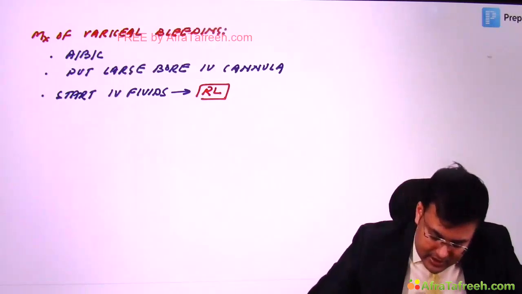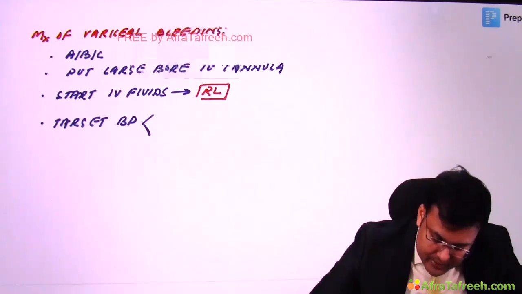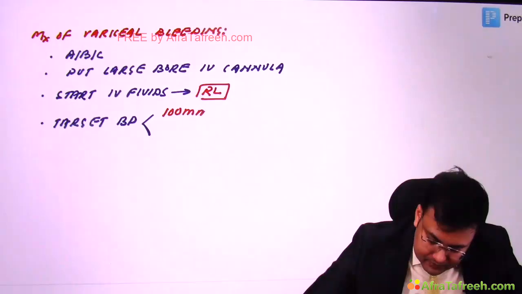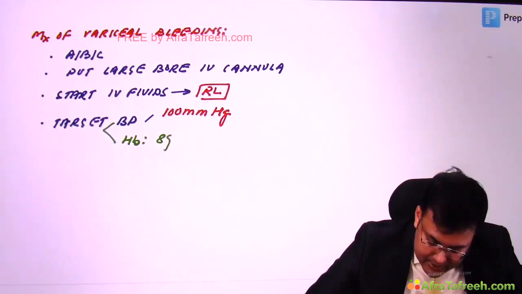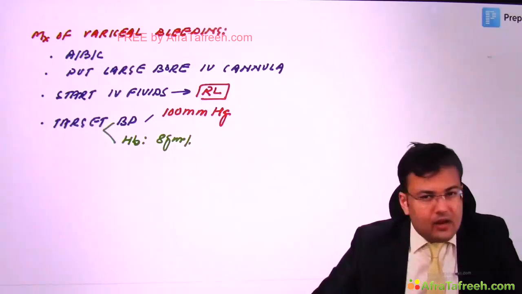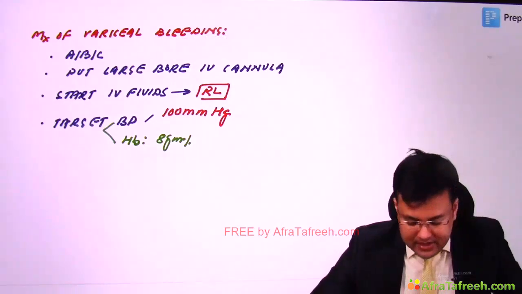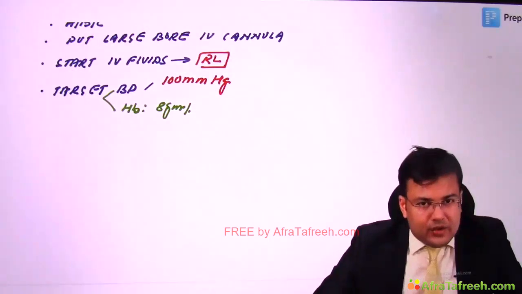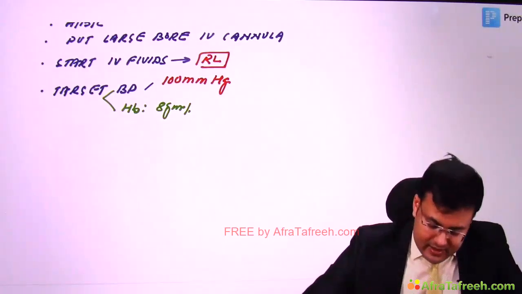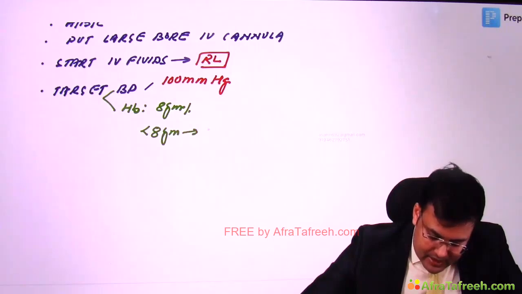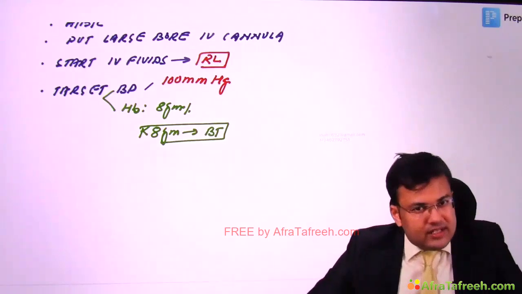Okay, so what's the target blood pressure? Systolic 100 mmHg and hemoglobin 8 gram%. A question is asked: what is the target hemoglobin in general? Generally we maintain 10 gram% in surgery, but here it's 8 gram%. So indirectly the question asked is the indication of blood transfusion. Whenever the hemoglobin level is less than 8 gram%, we are supposed to go for blood transfusion, right? Okay, so this is the initial support.